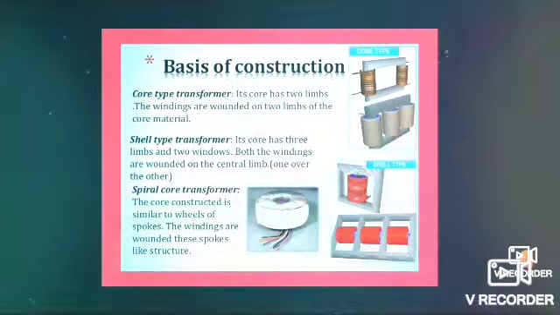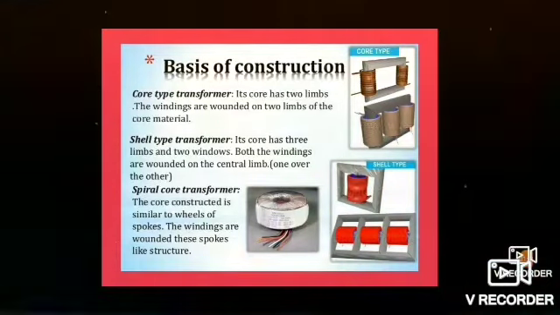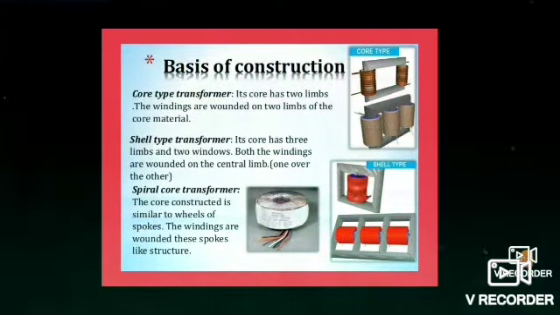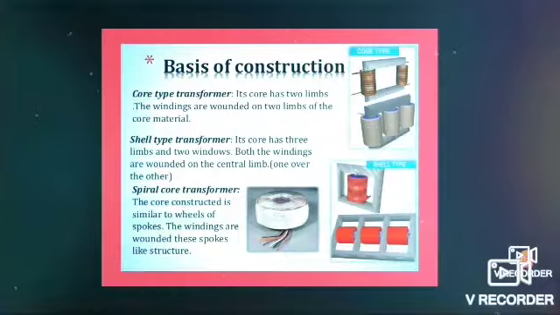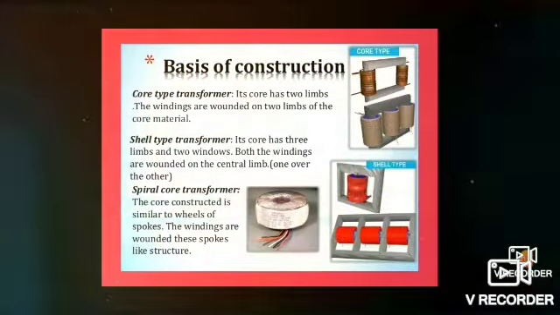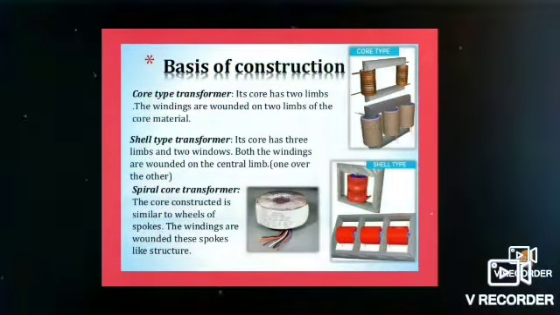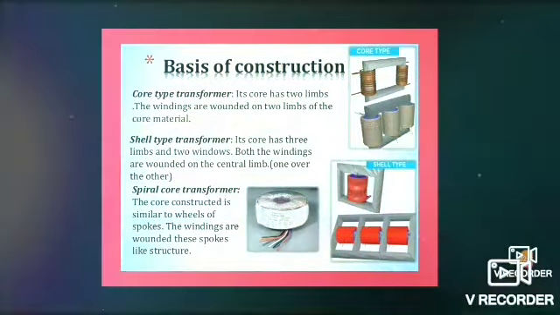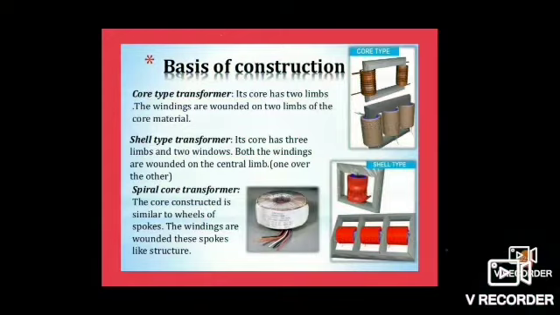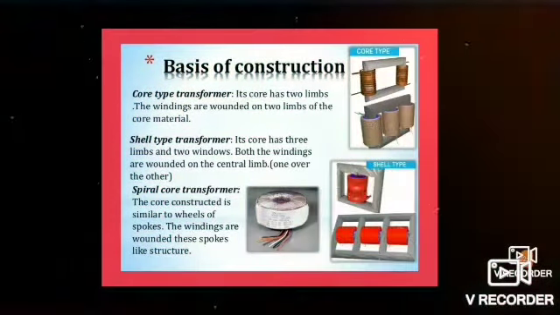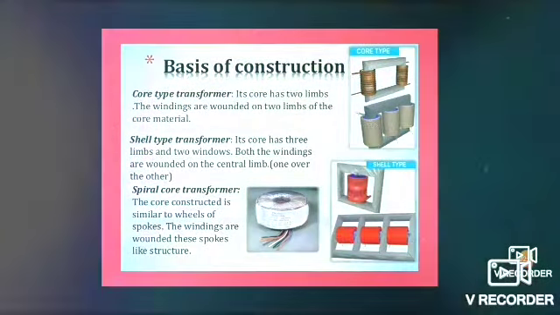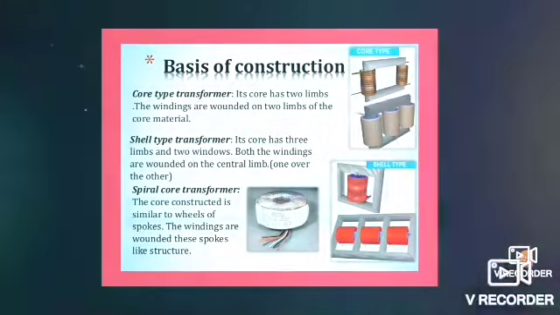Depending upon construction: core type, shell type and spiral core. In core type, the core has two limbs. The windings are wound on two limbs of the core material. In shell type, its core has three limbs and two windows. Both the windings, that is primary winding and secondary winding, are wound on the central limb, one over the other. Then spiral core. It is similar to the wheel of spokes. The windings are wound on these spoke-like structures.